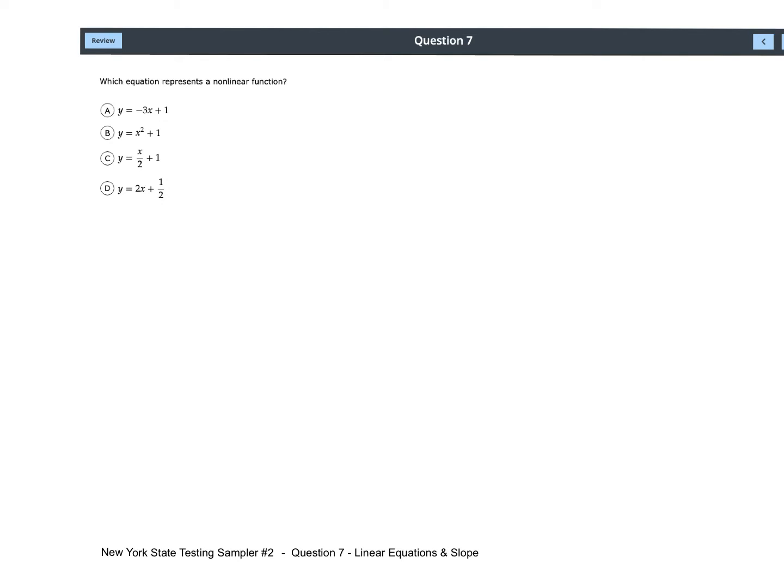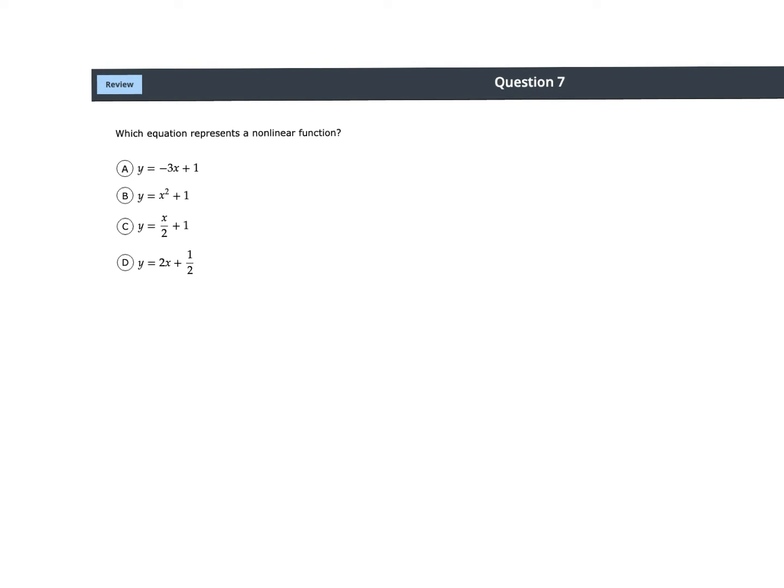This question comes from the New York State testing sampler, number 2. It is question number 7. It goes with linear equations and slope. And if you look closely at this question, it's actually talking about nonlinear functions. So I think this is fun.